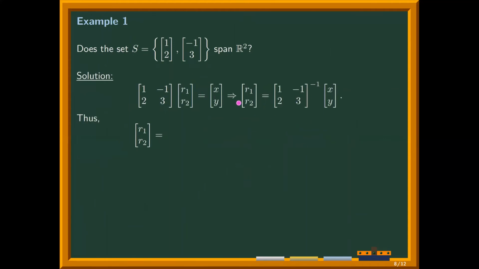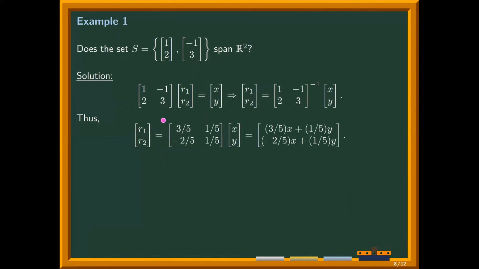So as I said earlier, if we multiply both sides by the inverse of the coefficient matrix, then we get (r1, r2) equals this. This expression is obtained using a remark about the inverse of a 2 by 2 matrix. Essentially, you just multiply by the reciprocal of the determinant, then interchange the diagonal entries 1 and 3, then change the signs of the entries 2 and negative 1. So that's how we got this matrix here, which upon multiplying to the vector (x, y) gives this expression. So r1 equals this, r2 equals this.